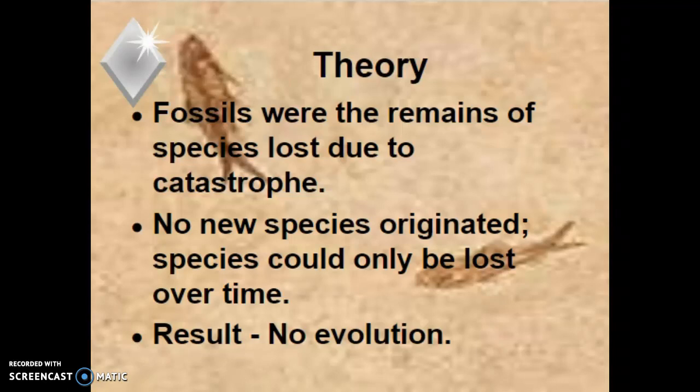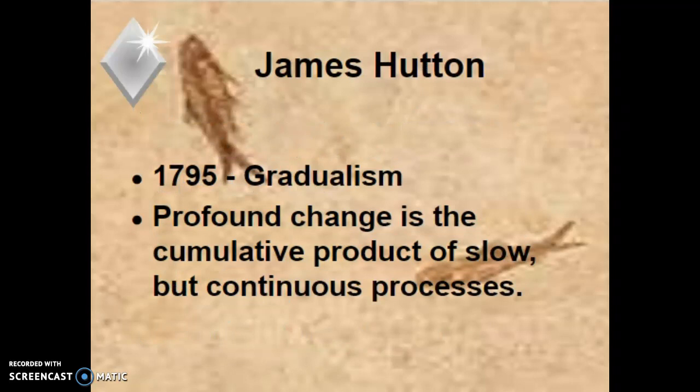Remember, at this point the Earth is assumed to be on the order of a few thousand years old. So the time scale that it would take for evolution to happen just wasn't imagined yet. Well, then James Hutton came along and discussed gradualism.